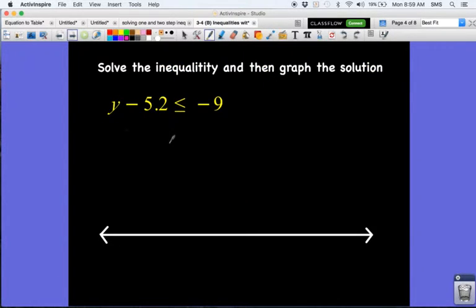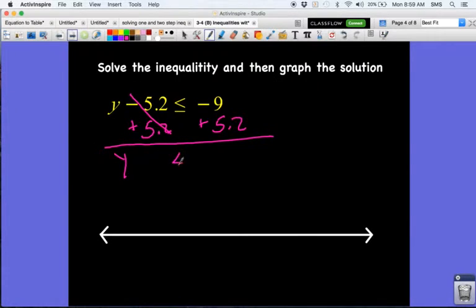Okay, so now if we look, I have y minus 5.2 is less than or equal to negative 9. I have a decimal. That does not change the way we solve this problem. It does not change anything about the process. So I still want to get my variable by itself, and I still do that by doing the opposite. So because this is minus 5.2, I need to add 5.2. And whatever I do to one side, I have to do to the other side. These cancel. I still have my variable y is less than or equal to.